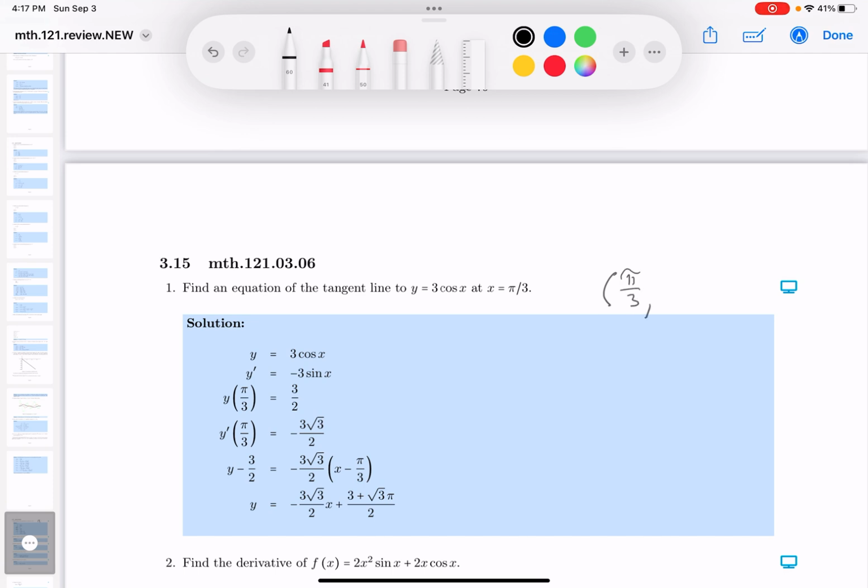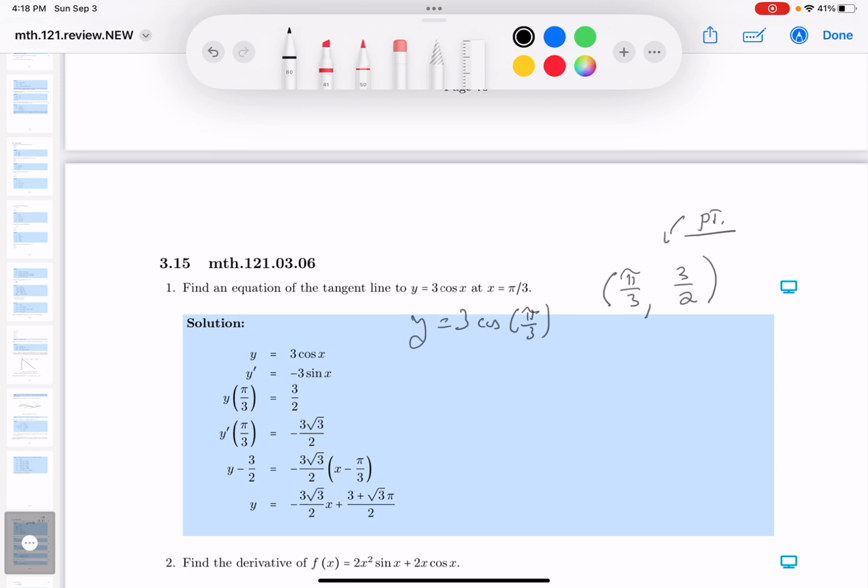And what's the y going to be? Well, y will be equal to 3 times the cosine of pi over 3. You should have a pretty good ability to evaluate the sine, cosine, and tangent functions at simple values. Certainly pi over 3 is a simple value, and you get 1/2. So 3 times half is going to be 3/2. That's done. This is the point.